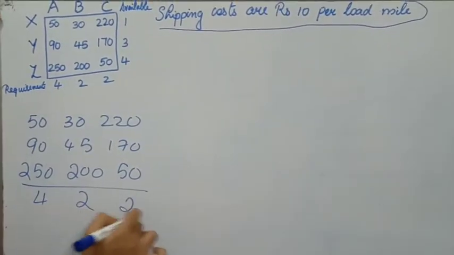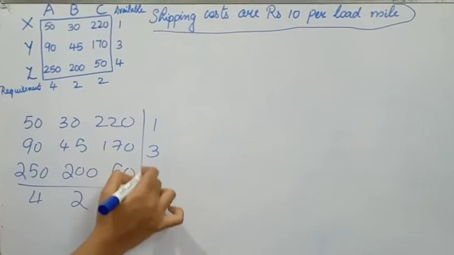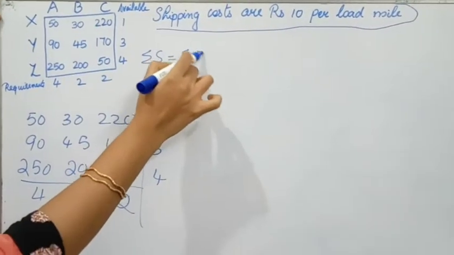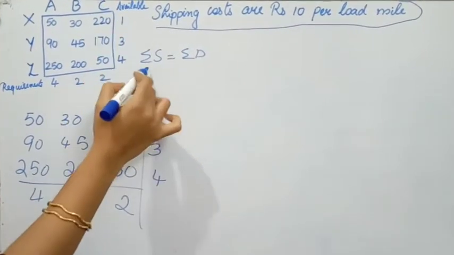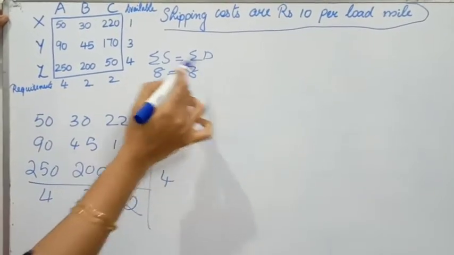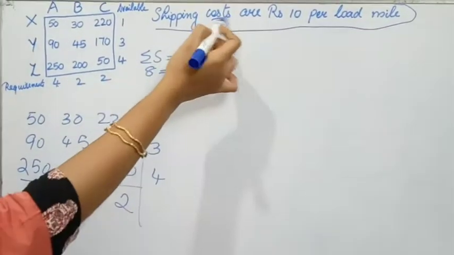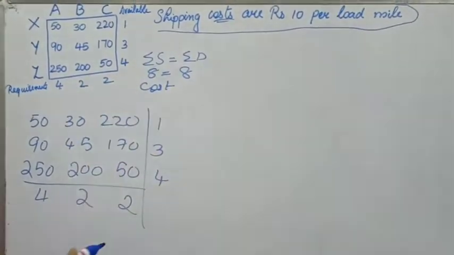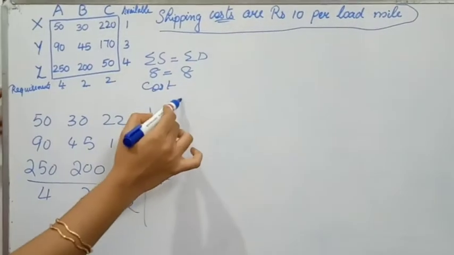4, 2, 2, 1, 3, 4. Check whether your total of supply and total of demand is equal. Supply: 4 plus 3, 7 plus 1, 8. What about demand? 4 plus 2, 6 plus 2, 8. Nothing is specified. Shipping cost is already included, so it is a cost problem. So our first two conditions have been satisfied here. Now we are starting the VAM method.